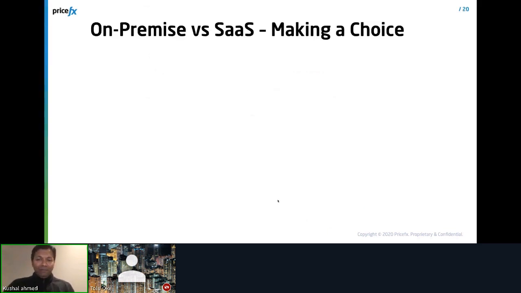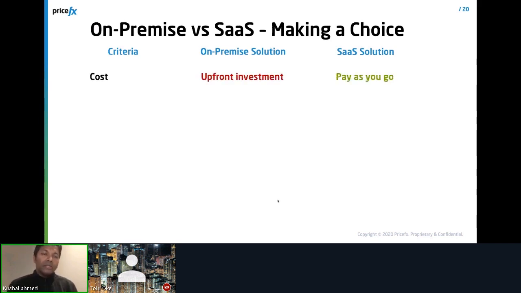Okay, at this point of time, we're going to perform the first comparative analysis for on-premise versus SaaS solution, based on some criteria. The first criterion I would talk about is the cost. As you can already appreciate, for on-premise solution, you're going to have upfront investment. For SaaS solution, you're going to have pay as you go.